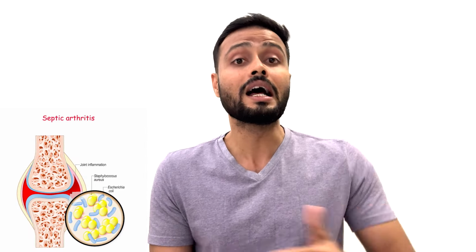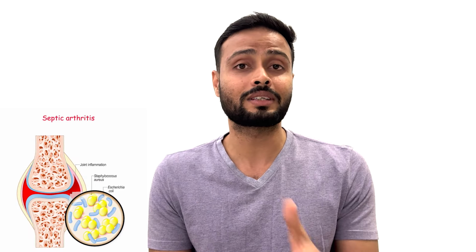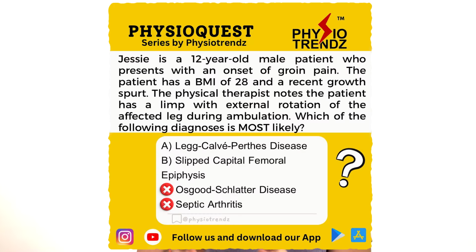For option D, septic arthritis, the question gives no information that the patient has any fever or any symptoms related to sepsis or an arthritis-related condition. So that option is also easily eliminated. The remaining two options are Legg-Calvé-Perthes disease and SCFE. Let's discuss which of these two is correct.